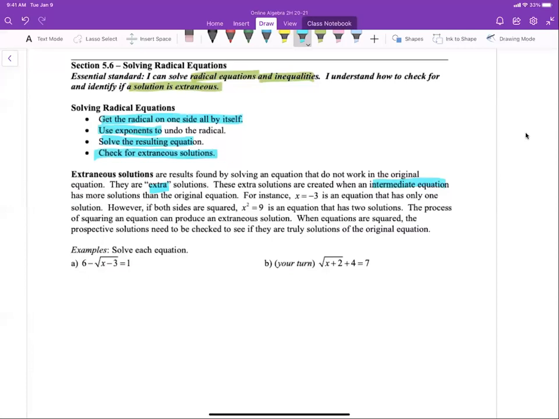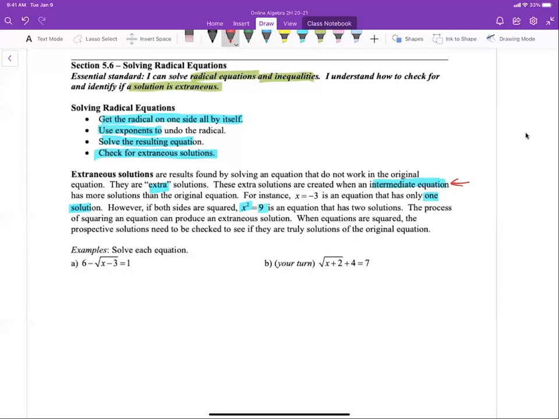For example, x equals negative 3. That is an equation, and it has only one solution, okay? And that would be x has to be equal to negative 3. However, if both sides are squared, so this happens when that intermediate equation has a square in it, that's when this happens. x squared equals 9 is an equation that has two solutions. You could have negative 3 or 3, but both of them may not actually work.